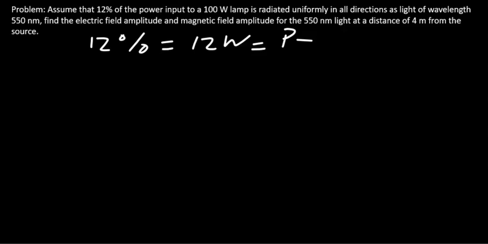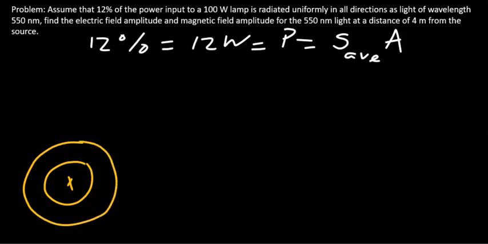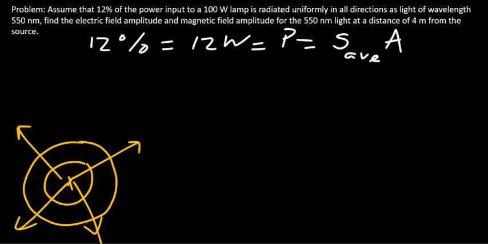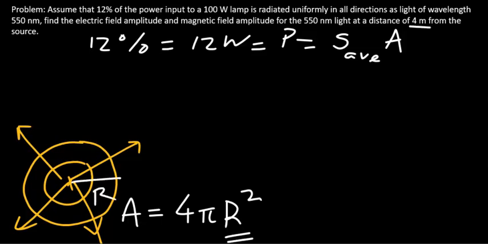And as we have seen, this power equals the average value of the Poynting vector times a certain surface area. Now, if you assume the light source is here and it's radiating, that is the spherical wave that results. So the radiation is spherical in all directions. So that means the surface area that we are dealing with here is 4 pi r squared, where r is the radius of that particular surface. In this case, 4 meters, because that is the distance from the source that we are concerned with.